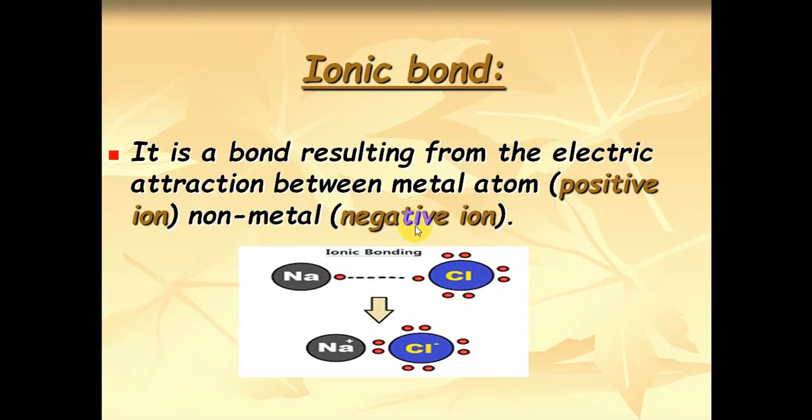Positive and negative have attraction, like a magnet. North pole and south pole are attracted together. This is also the same way in the ionic bond. The positive ion of the metal is attracted to the negative ion of the non-metal, and this attraction is called ionic bond. So the ionic bond results from attraction between different charges, positive and negative.